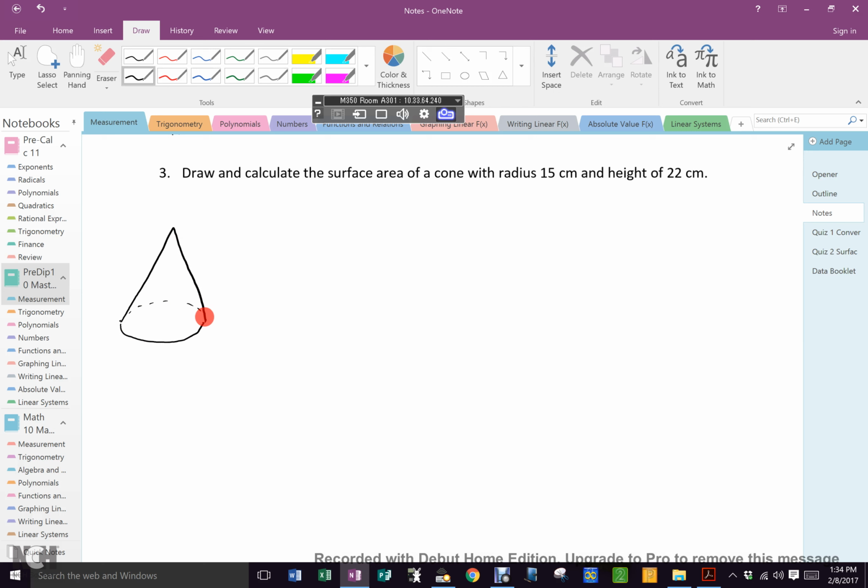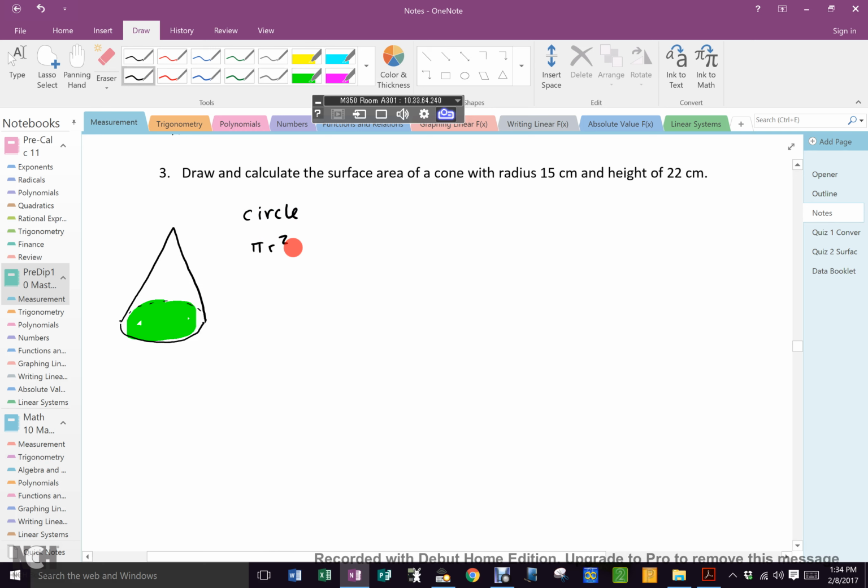Surface area is everything on the outside of a shape, yes? Well, what's on the outside of this? Part of it's real easy. What shape is that? So we know that a cone starts from a circle. What's the area of a circle? Pi r squared. We know how to do that. We learned that in grade 8, right?